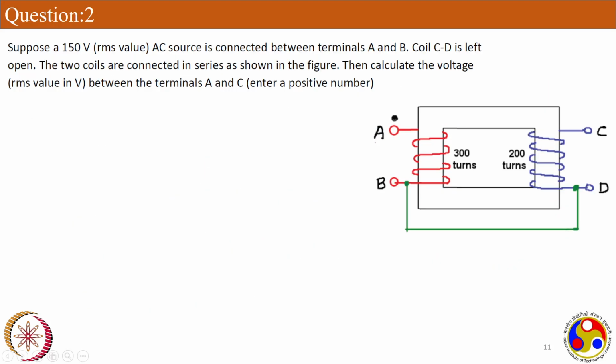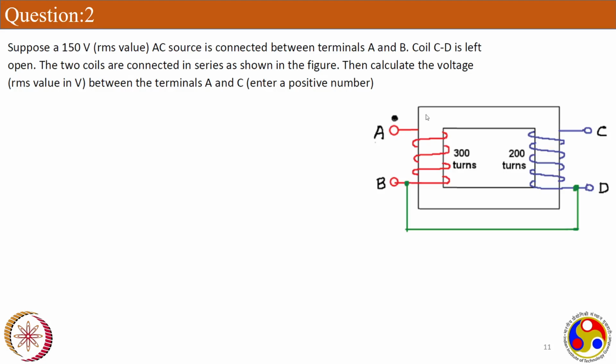And yeah, now let's look into the second question quickly. We only have 10-20 minutes left. Now, suppose we are giving 150 volts RMS to the AB side of the coil, and this coil CD is left open. There is nothing connected, there is no load connected, and the two coils are connected again in series as shown. Now we have to calculate the RMS value in volts between A and C.